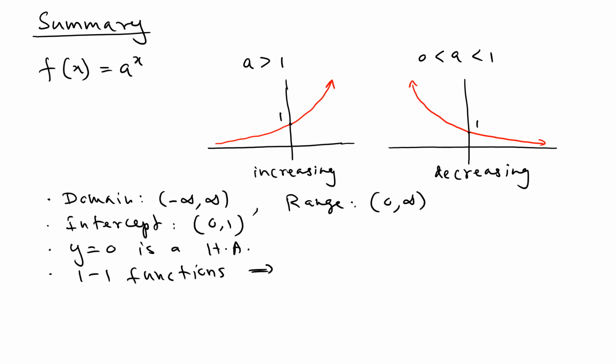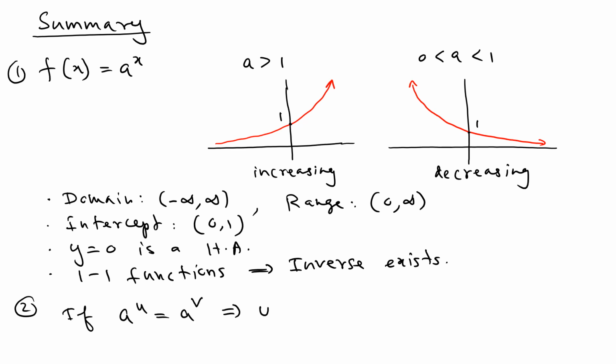One-to-one function means an inverse exists. We can talk about the inverse. That's one property, and the second property is if a to the u equals a to the v, this implies u equals v, and also if you have a to the u equals b to the u, that implies that a equals b.